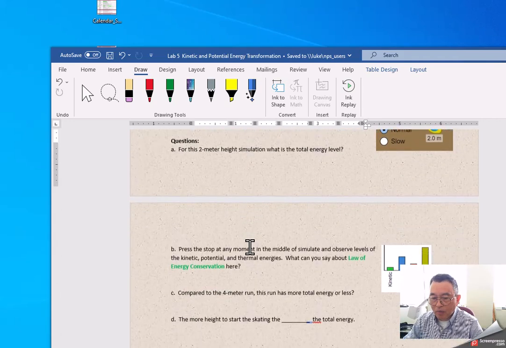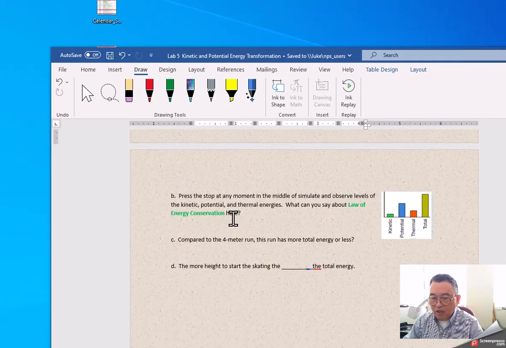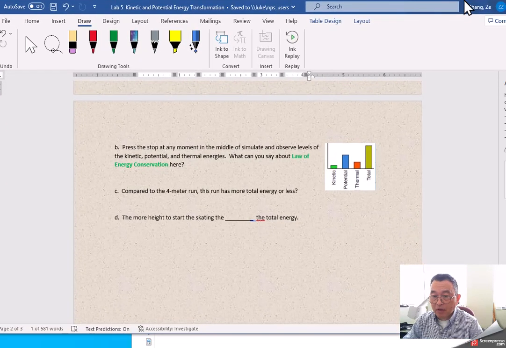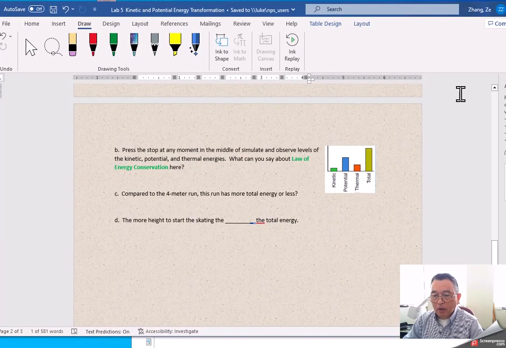And here are some other questions that illustrate the law of energy conservation, and basically the simple concept. We will talk about this in the class. This is the time that we do the lab first, and then do the lecture of the same contents later, second.